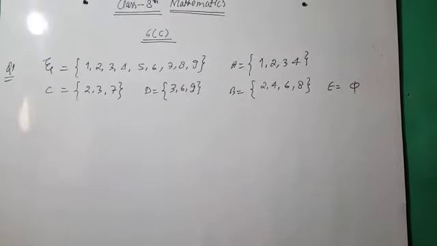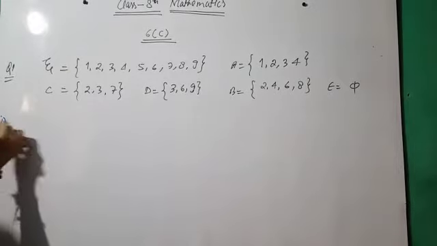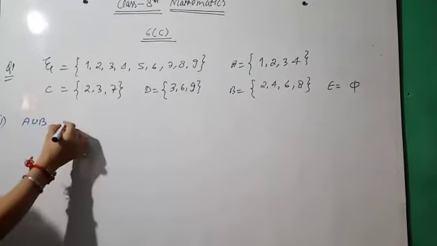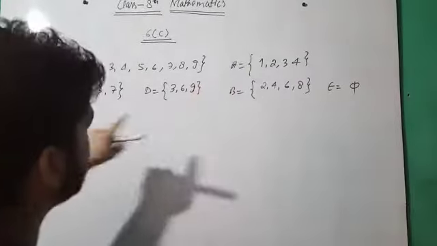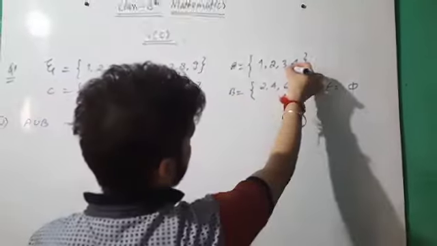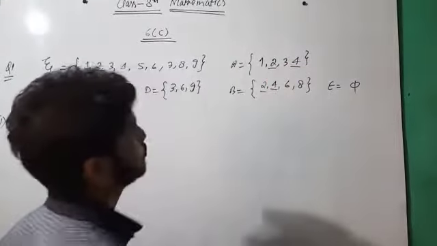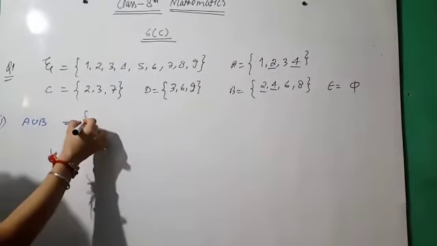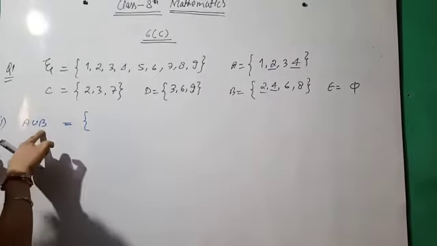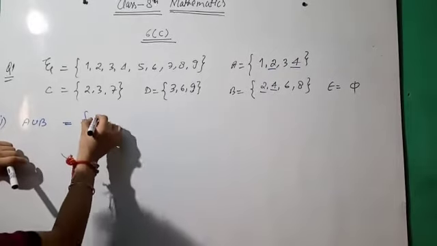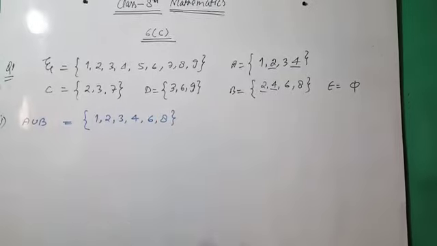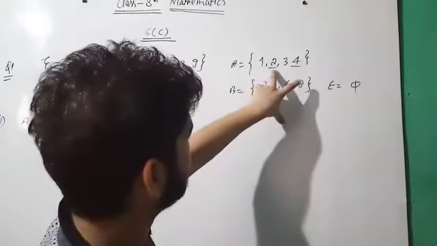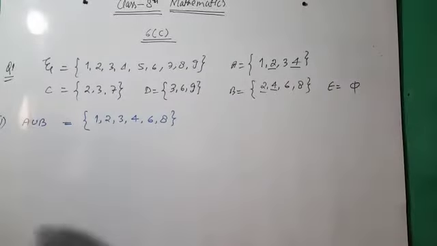Now the first question is A union B. It means we have to add the elements of A and B. A is 1 2 3 4 and B is 2 4 6 8. The common elements are taken only one time. We have to write the common element of any two sets only one time in the union of sets. So we have elements 1 2 3 4 6 8. Very simple. Don't repeat the element in the union of sets. Second question, B union C.